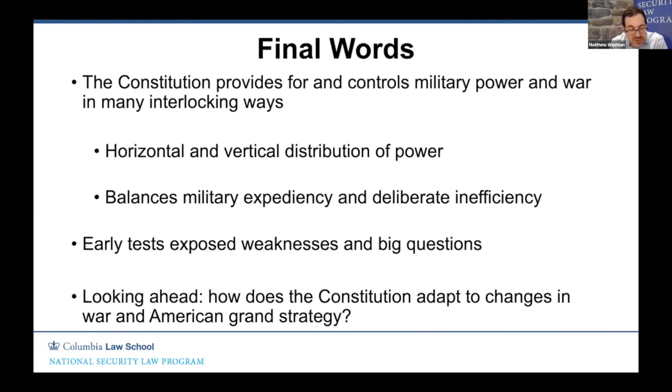Early tests like the one I've talked about exposed some weaknesses and big questions, but we learned from that experience, and one of the Constitution's virtues is that it proved to be quite adaptive. And so looking ahead, and this is what I'll get into in lectures 2 and 3, the big question is: how does the Constitution adapt to really vast changes in the nature of warfare and the nature of American grand strategy?